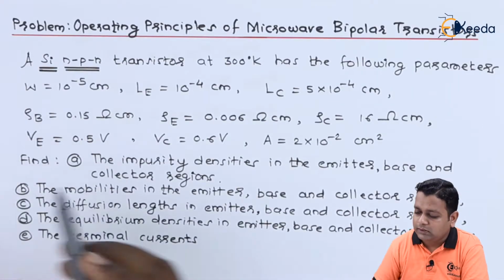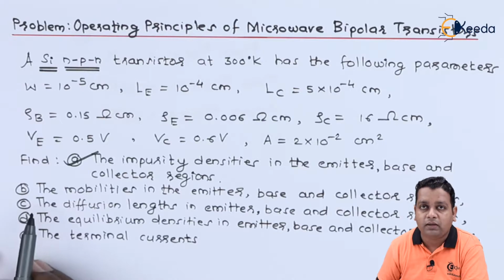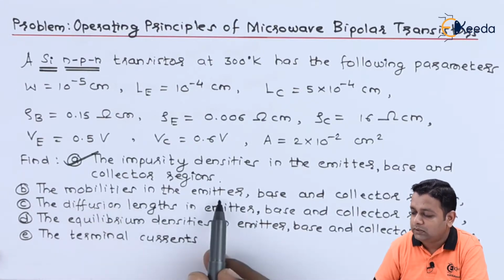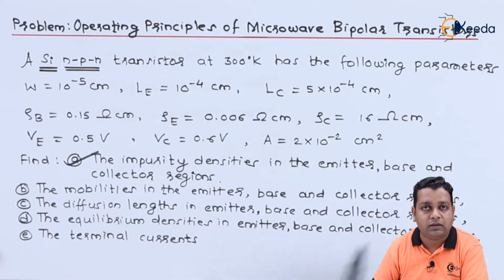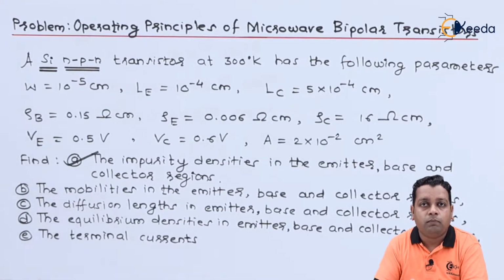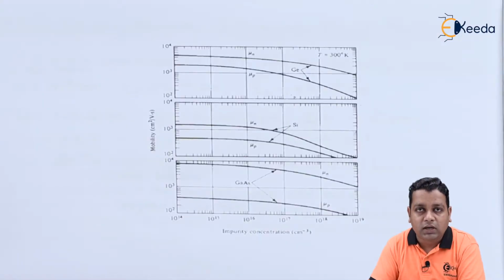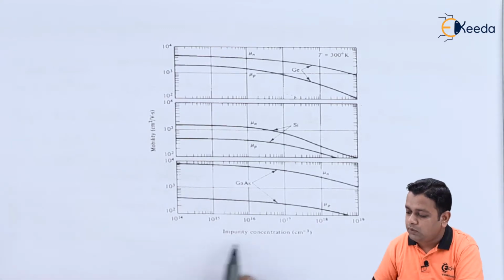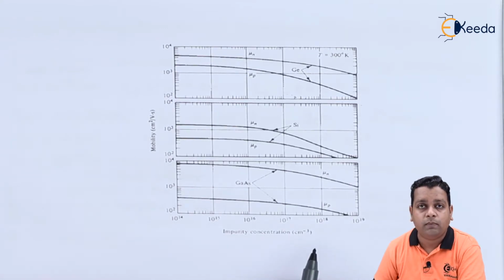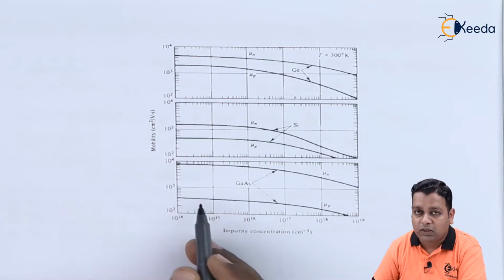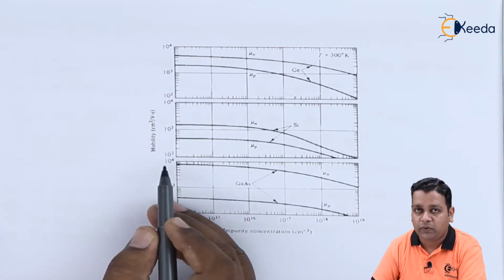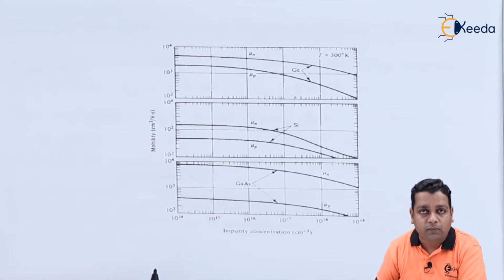Now after finding the answer for part A, in part B we are required to compute the mobilities in the corresponding emitter, base and collector regions. For finding the mobilities, we take the help of another kind of graph. In this graph, on the horizontal axis we have impurity concentrations again in terms of per centimeter cube, and on the vertical axis we have the mobilities. Whatever answers we have found from the previous graph, the answer of part A will be used as inputs here, and then the answer for part B can be computed.